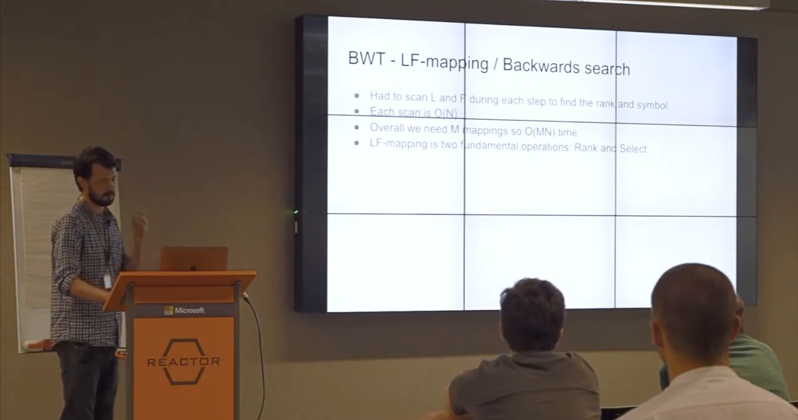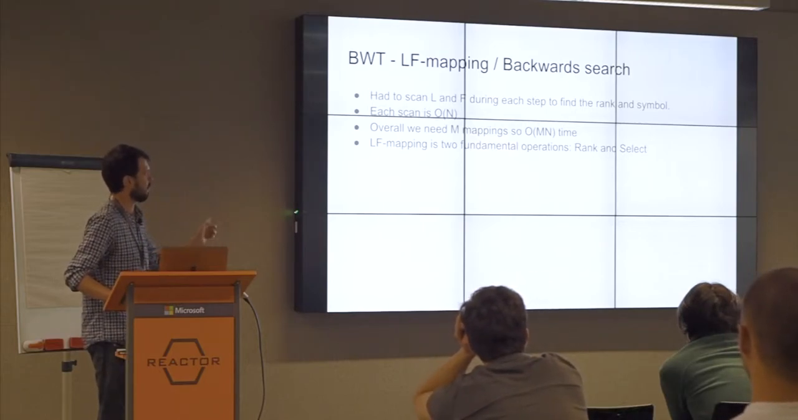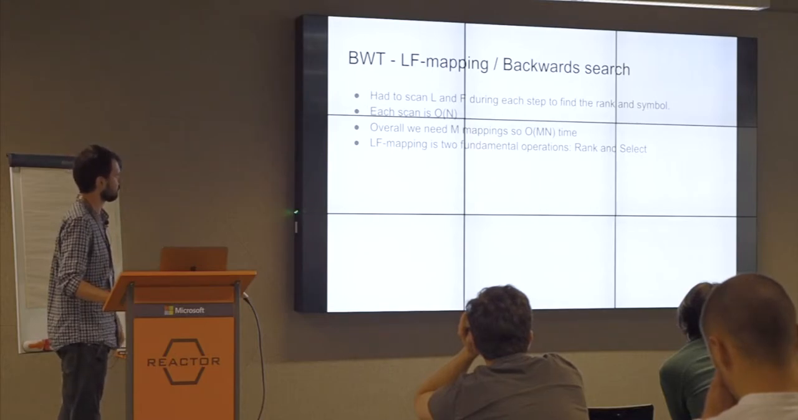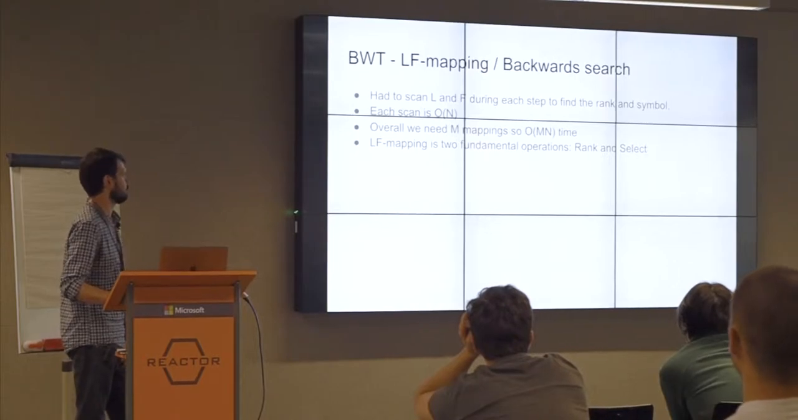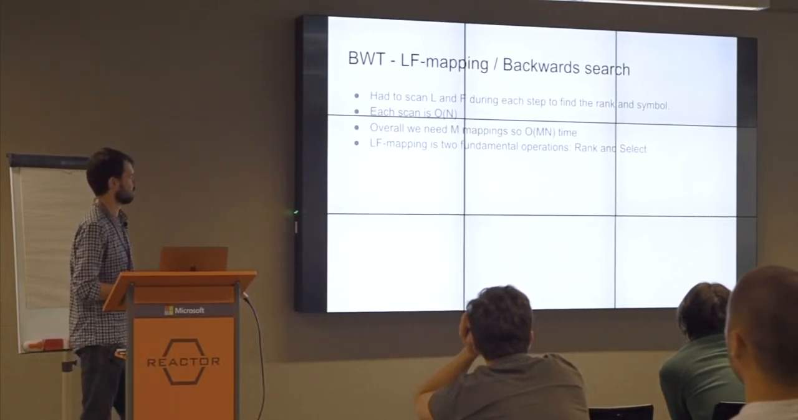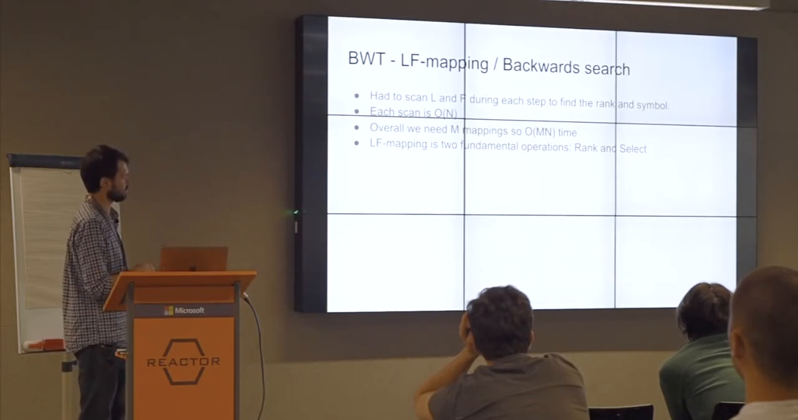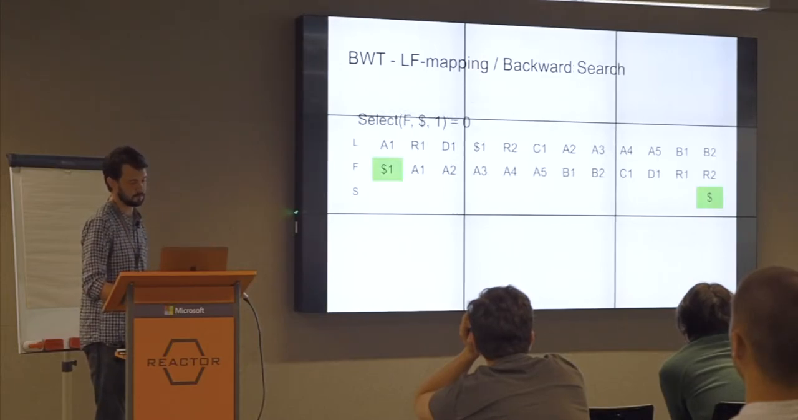This is pretty neat. However, we had to scan through both F and L just to find the symbol with a particular rank. So we've still got this overall time complexity in the order of mn, but we can see that there's actually two fundamental operations here, rank and select. So we're going to go over doing that search again, but focusing on what we're actually achieving.